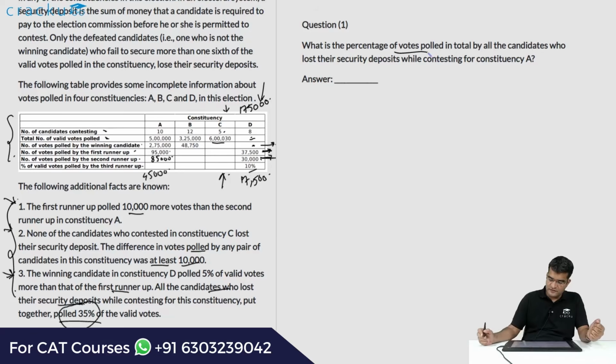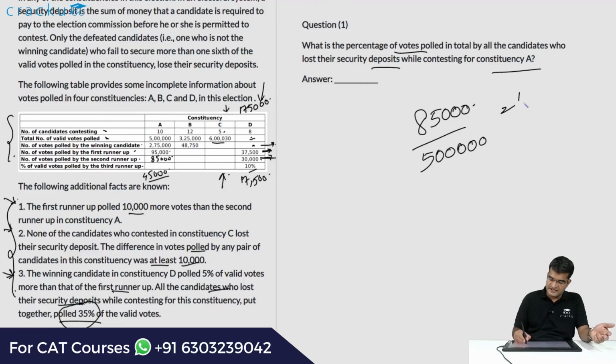What is the percentage of votes polled in total by all the candidates who lost their security deposit while contesting from constituency A? In constituency A, we have just discovered that the winner has got 2.75 lakhs, the second highest has gotten 95,000 votes, and the third highest has gotten 85,000 votes. Even the person who has received 85,000 votes, out of a total of 5 lakh votes, has received 17% of the total valid votes, which is greater than 1 by 6. So even this person has not lost his security deposit.